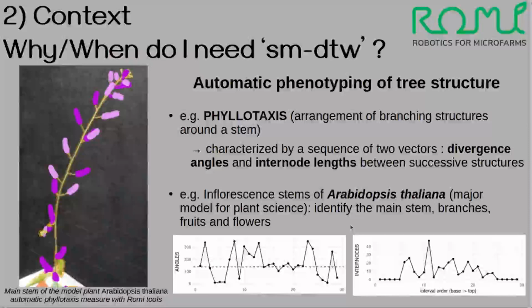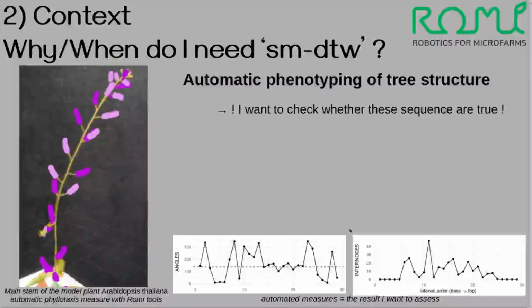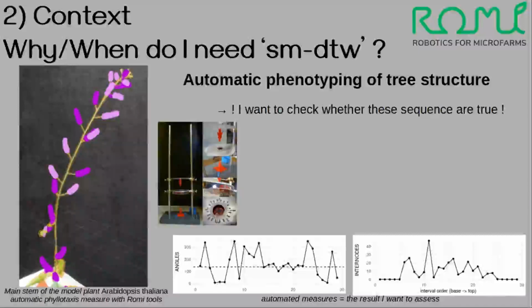So, quite easy. But now when you're a biologist, you have a question. You want to check whether the computer that gave you this result is right, whether these sequences are the real measures. To check this, you can use a manual measurement, a second measurement. For example, here we built a device with a protractor, and with the protractor you can measure the angles between two successive fruits.